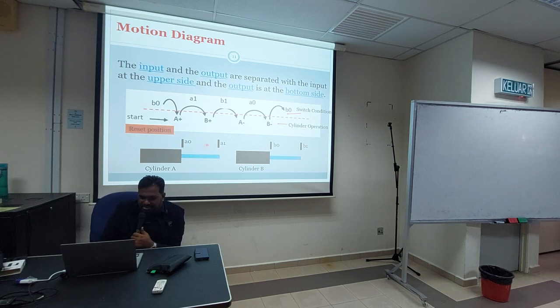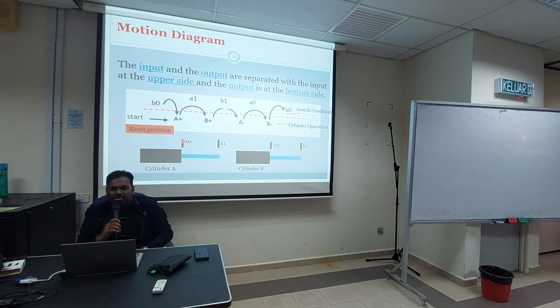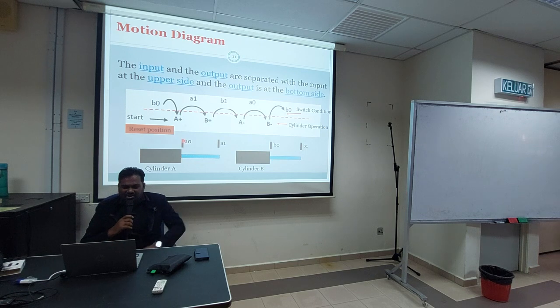Okay, so you can see here, this is cylinder A dengan cylinder B. Setiap cylinder ada dua sensor. So sensor satu adalah A0, sensor 2 adalah A1, sensor 3 adalah B0 dengan B1. Apa function A0 pada pendapat you? So what's the function of A0? Apa yang A0 akan buat? Apa yang dia akan detect?